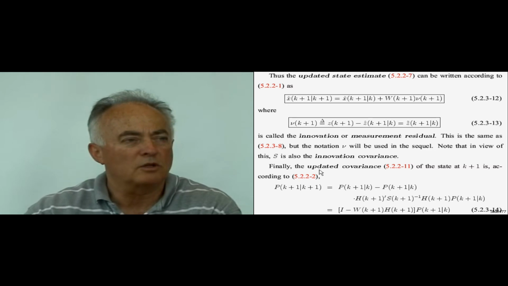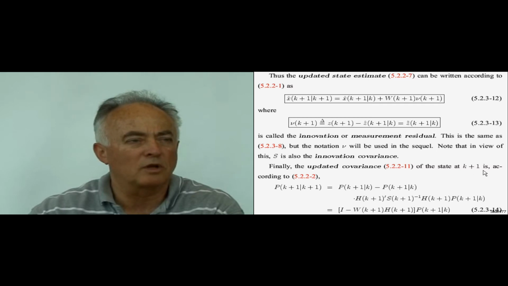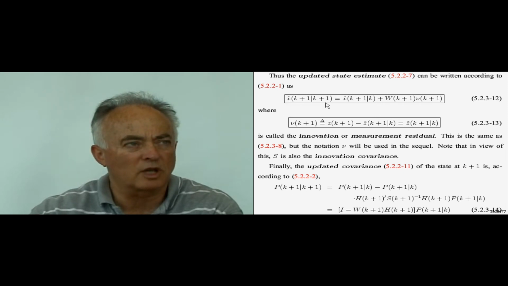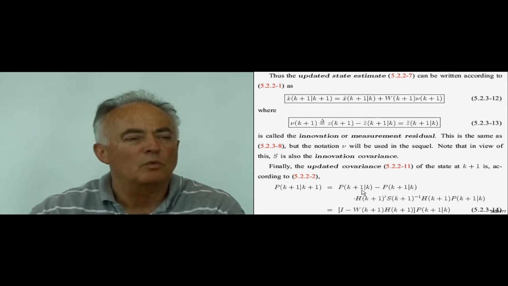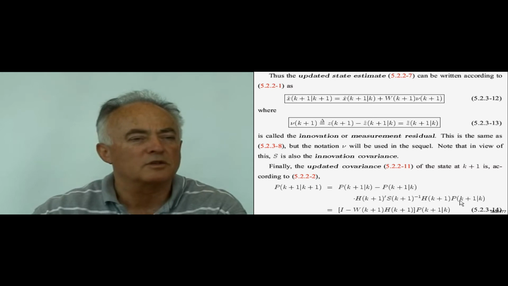Finally, we are now in a position to calculate the updated covariance of the state at k plus 1, the covariance associated with the new estimate that we have here, x hat k plus 1|k plus 1. This will be P k plus 1|k plus 1, which is P k plus 1|k, that's the prediction covariance, minus the PH prime, which is the pxz, S inverse is the pzz inverse, HP is the pzx. So we have now one form of this.